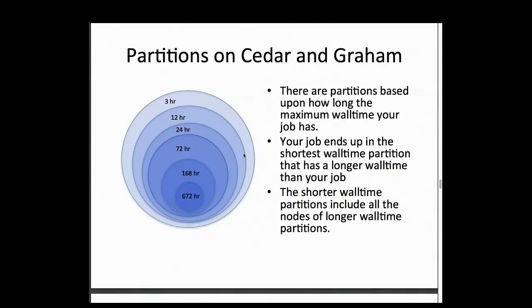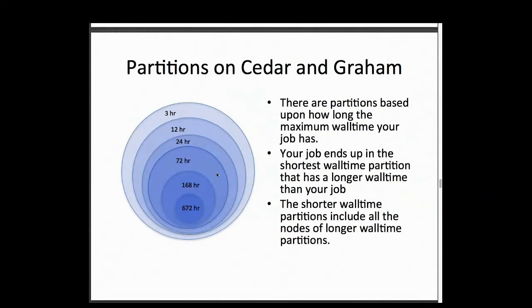So there's another thing that we did. There are partitions based upon how long your maximum wall time your job has. Your job ends up in the shortest wall time partition that has a longer wall time than your job. Basically, if you're asking for 25 hours, you're going to end up in the 72-hour partition here. As you see here, the partitions are nested, and they're at 3, 12, 24, 72, 168, which is 1 week, and 672 hours, which is 28 days.